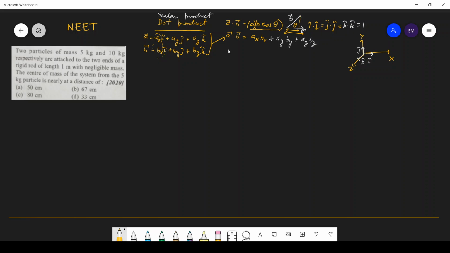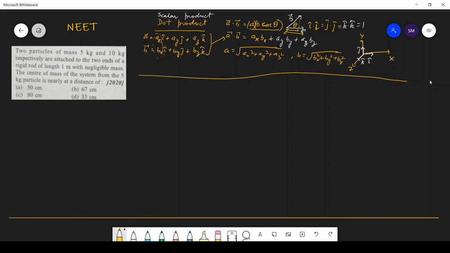And if you want to find the magnitude of a, it equals the square root of ax square plus ay square plus az square. And the magnitude of b you can also find: the square root of bx square plus by square plus bz square. So this was the dot product.